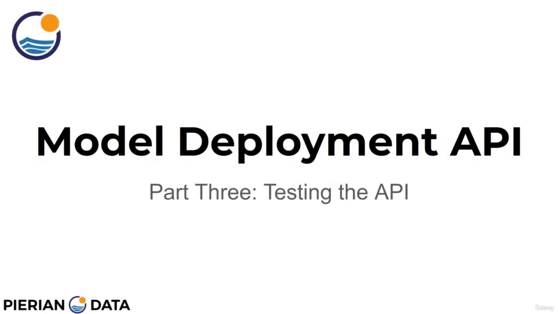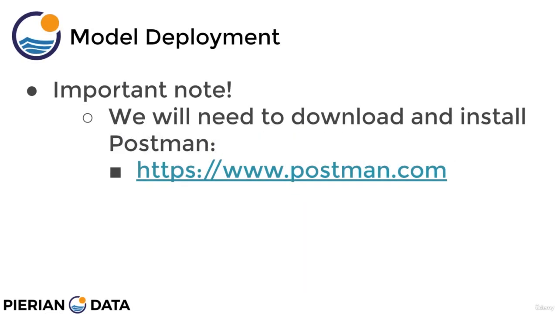Welcome back, everyone. In part 3, we'll actually work on testing our API. An important note is that we need to download and install Postman at www.postman.com. There is an online version of Postman, but we'll go ahead and download the application to run locally on our computer. Let's go to postman.com and check it out.